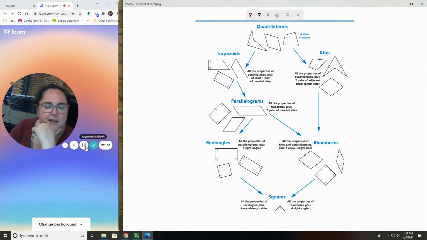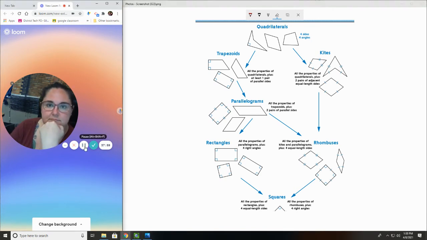Can this also technically be classified a rectangle? Well, yeah, it can. Because for a rectangle, it has to have all of these properties and 4 right angles. Look right here, guys. You see it? There's a square.